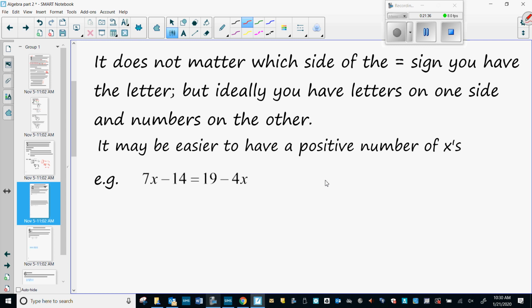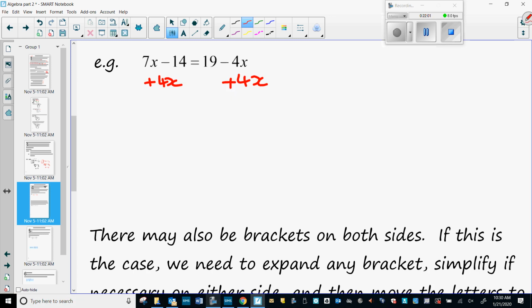How am I going to undo this take away 4x? What's the opposite to taking away 4x? You add 4x. So I'm going to do that to both sides. I've written this plus 4x nearer the 7x because I know I'm going to group them together. So I've got 7x plus 4x gives me 11x.